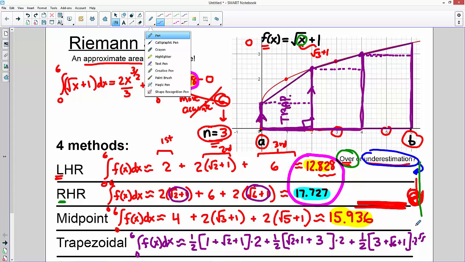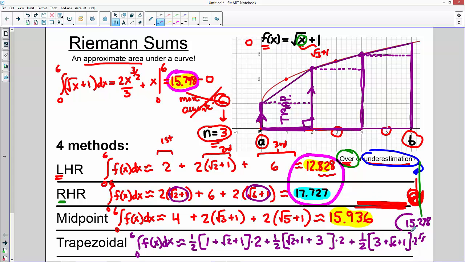So if you work all that out, I think you get about 15.278. And that also is incredibly close. Well, not close to the midpoint in this case, but pretty close to 15.798. And again, that's what that equals.